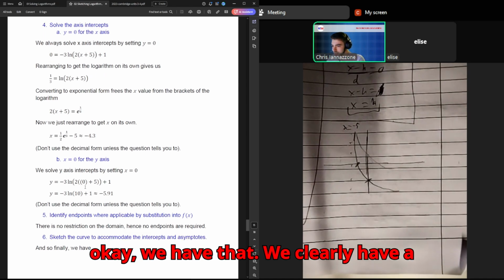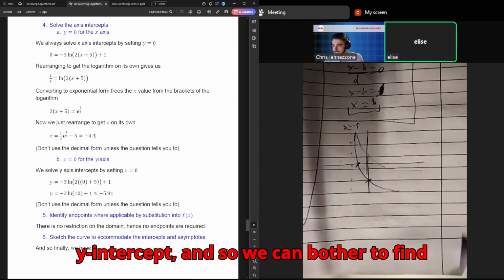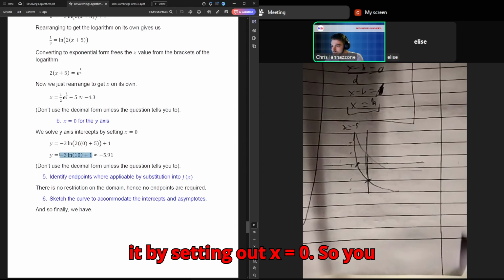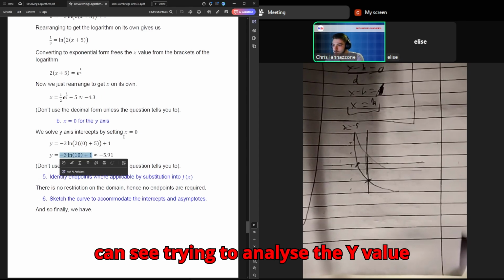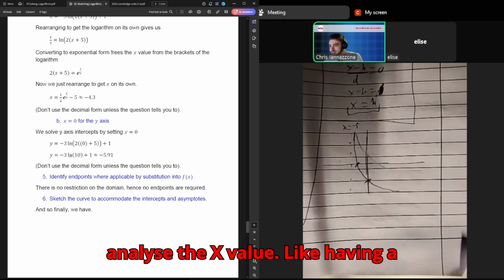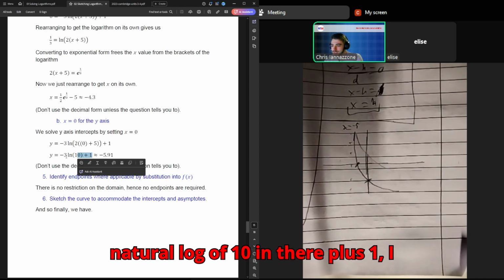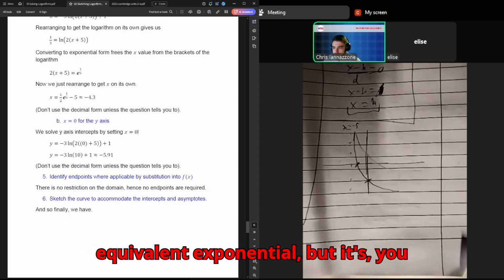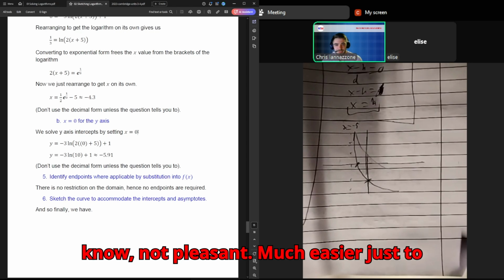But okay, we have that. We clearly have a y-intercept, and so we can bother to find it by setting x equals 0. So you can see trying to analyze the y value here would be a lot harder than trying to analyze the x value. Like having a natural log of 10 in there plus 1, I mean, you could do it by converting to an equivalent exponential, but it's not pleasant. Much easier just to look at the x.